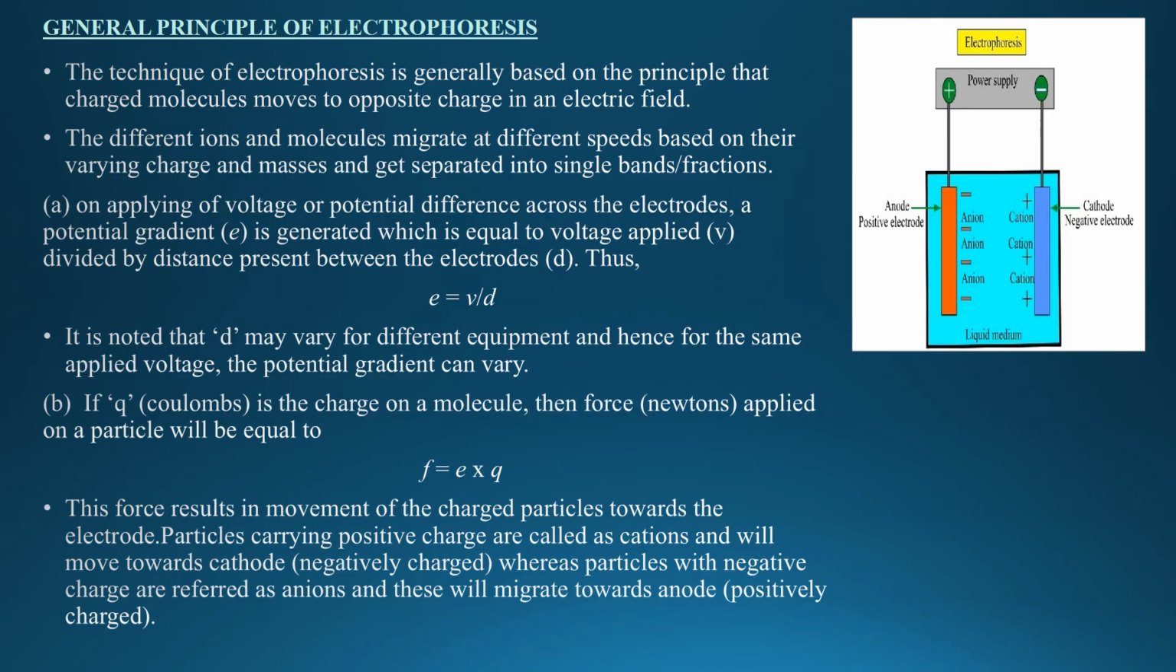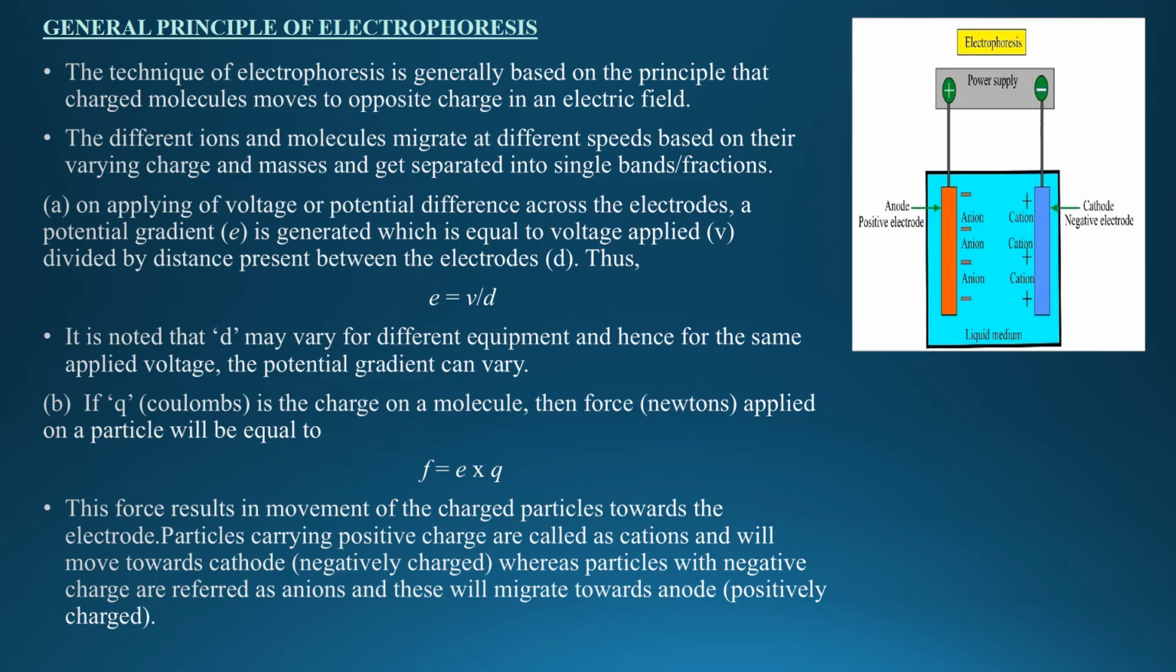General principle of electrophoresis. The technique of electrophoresis is generally based on the principle that charged molecules move to the opposite charge in an electric field. Different ions and molecules migrate at different speeds based on their varying charge and masses and get separated into single bands or fractions.